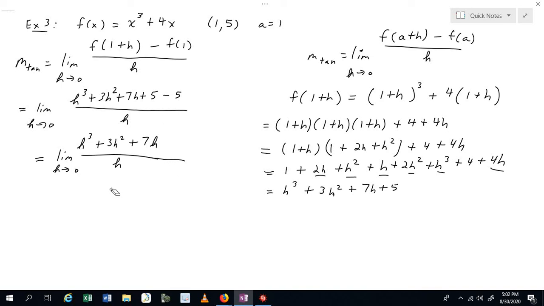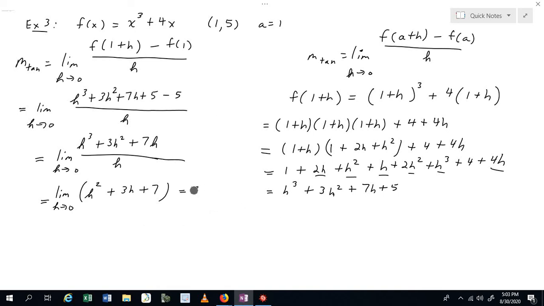And now, when I divide here, this h divides every one of these terms. And so I'm just left with h squared plus 3h plus 7. And now this limit is determinable. Using direct substitution, when I plug 0 in, I get 7. Okay, so this is equal to 7. Okay, this limit, which happens to be the slope of the tangent line right when we're at this point 1 comma 5. Now we're supposed to find the equation of the tangent line at this point.